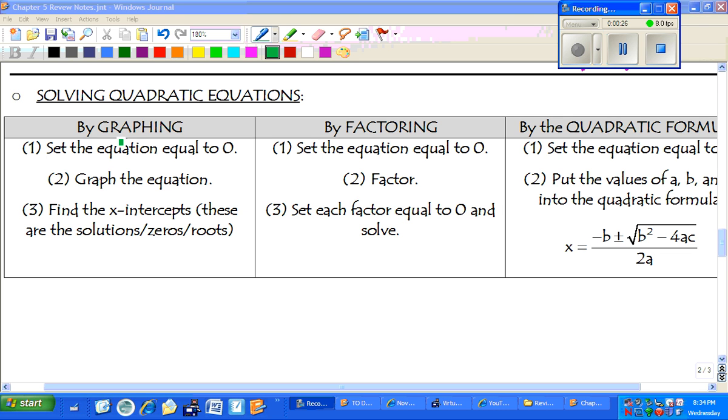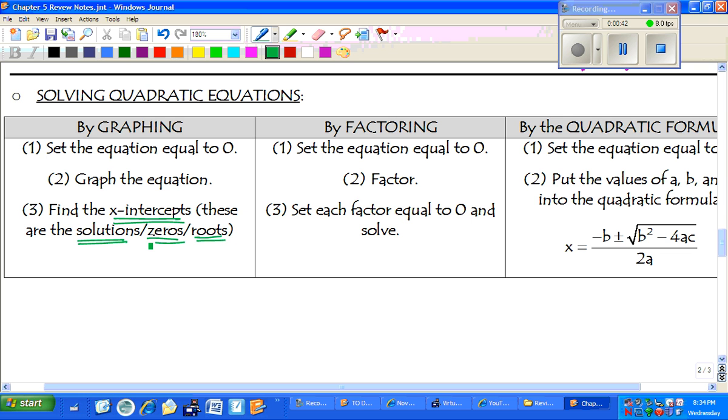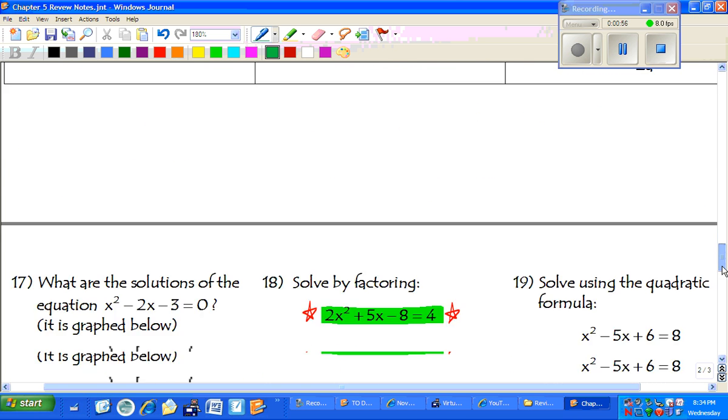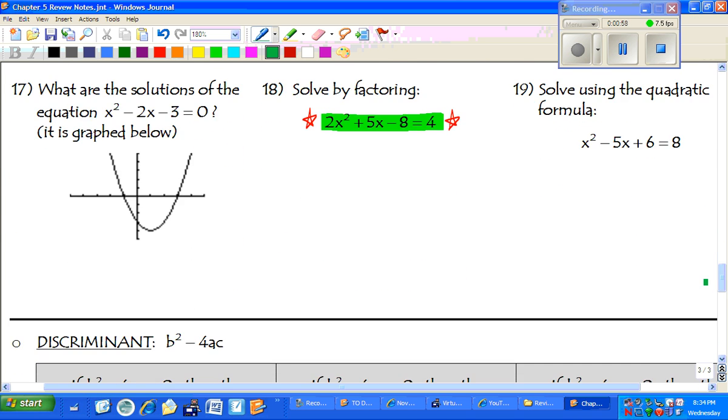Solving by graphing, 3 steps. Set the equation equal to 0, graph the equation, and find the x-intercepts. Those x-intercepts are the same as the solutions. They're also called zeros or roots. They have a lot of different names, but they all kind of mean the same thing. They're all the x-intercepts. And the solutions, zeros, or roots. Any term would apply. So let's look at the first one back here, number 17.